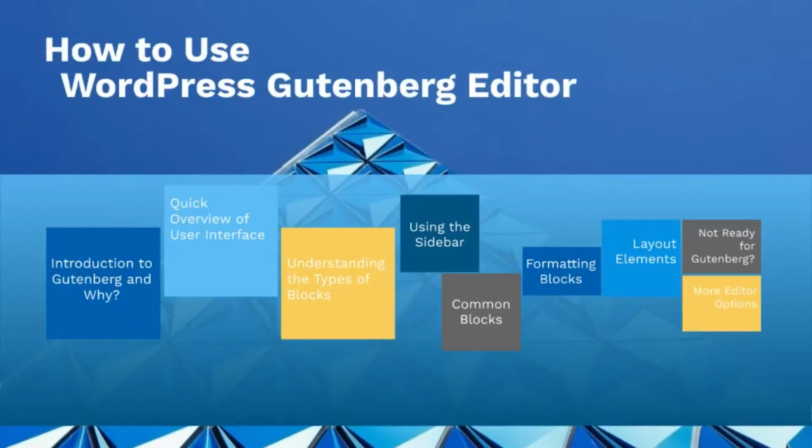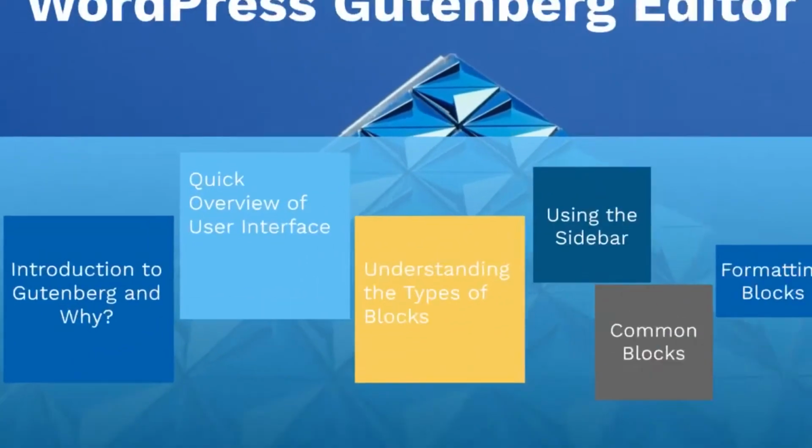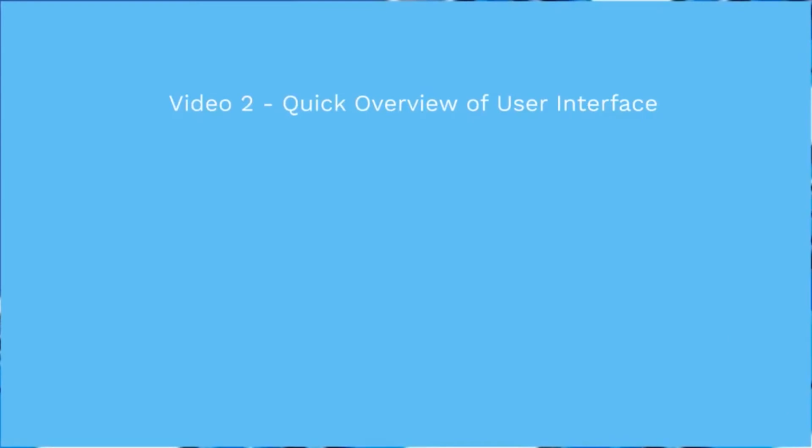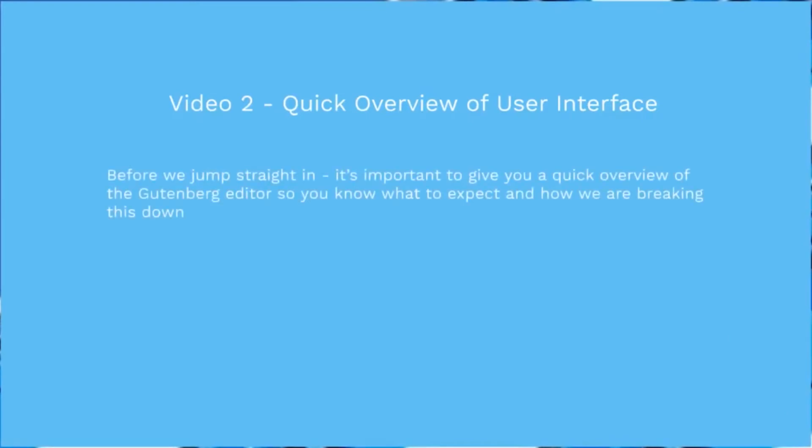Hello and welcome back. This is video number 2, and we're going to talk about a quick overview of the user interface. Before we jump in, I want to say that it's important to give you a quick overview of the Gutenberg editor so that you know exactly what to expect. You know how everything is broken down, you know where things are accessible and all of that. So with that said, let's go ahead and go to a WordPress dashboard and I'll show you around.